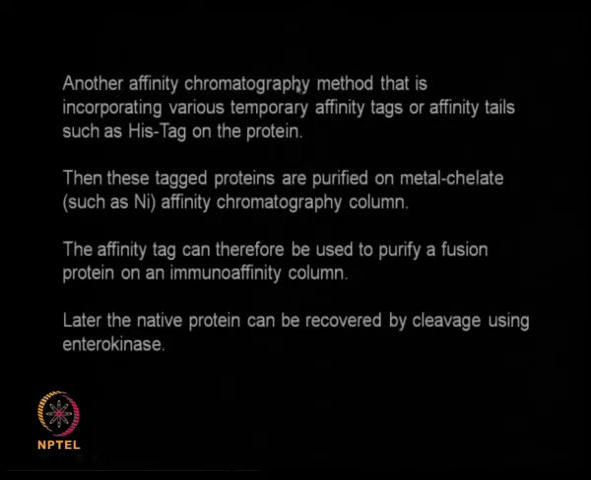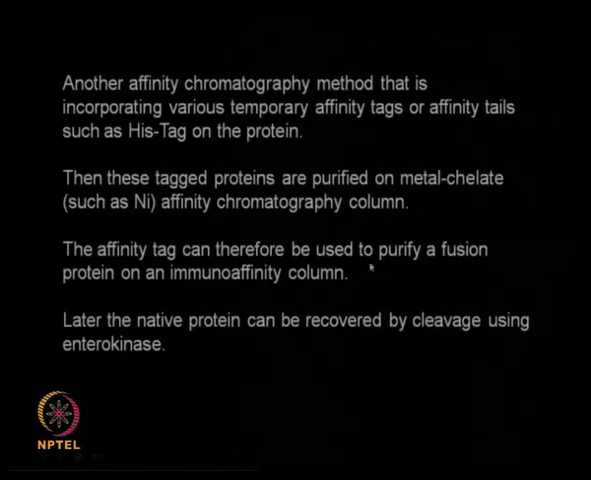So another affinity chromatography method is incorporating various temporary affinity tags or affinity tails. So we attach an affinity tag and then we perform this affinity chromatography and then we remove the tag, as simple as that. For example, everybody knows the His tag. So we attach a His tag onto a protein, okay, then these tagged proteins are purified on metal chelate such as nickel in an affinity chromatography column.